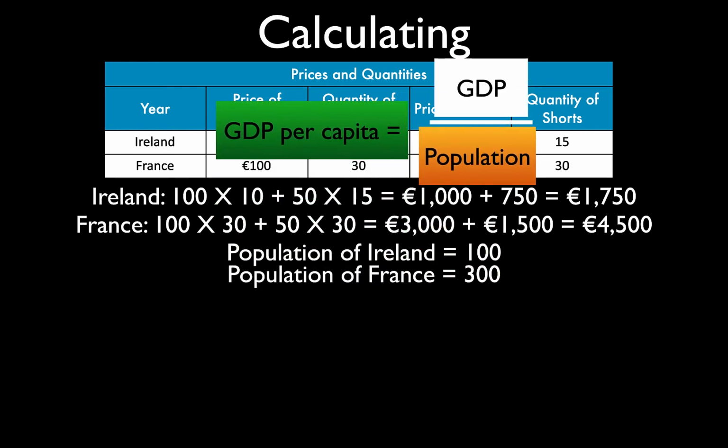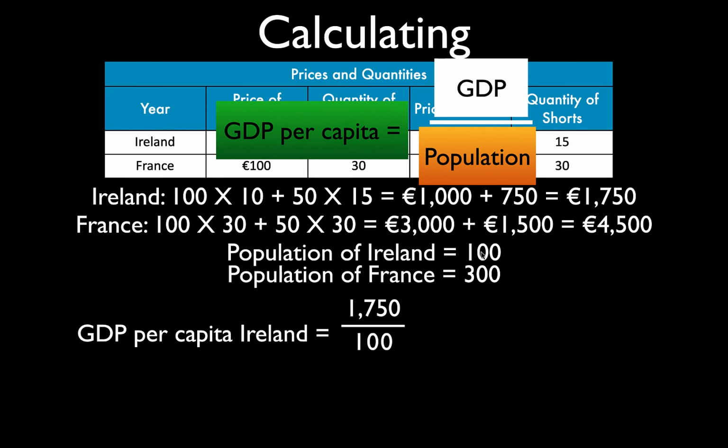So if we just move those up slightly out of the way, and I say, okay, let's calculate the GDP per capita of Ireland. Well, what do I do? Well, let's look at this. It's GDP divided by the population. Here is the GDP, which is 1,750, and here is the population. If I divide 1,750 by 100, I get €17.50 per person. Okay, now obviously this is far lower than the GDP per capita in Ireland, but we're just using simple numbers so it can be easily understood.